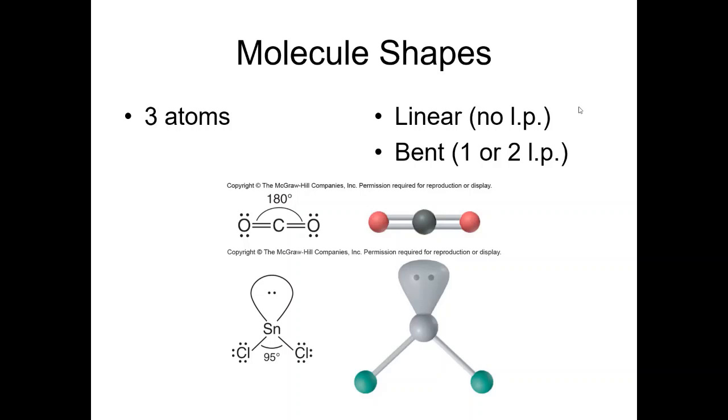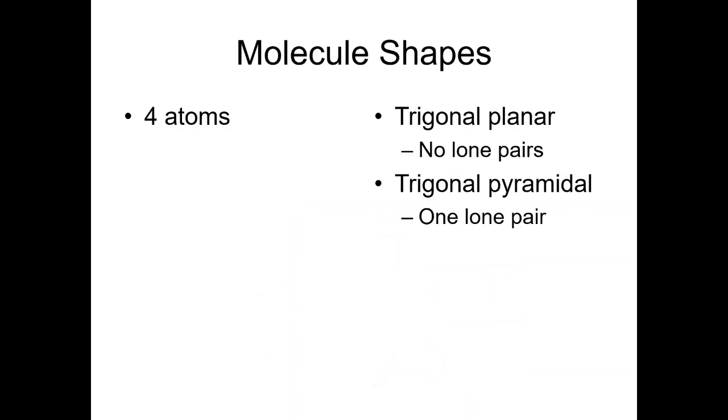Okay, we call this shape bent or V-shaped. This happens when the central atom has 1 or 2 lone pairs. So up in the upper right-hand corner, where it says LP, that stands for lone pairs. Our 2 shapes we've looked at here are linear and bent.